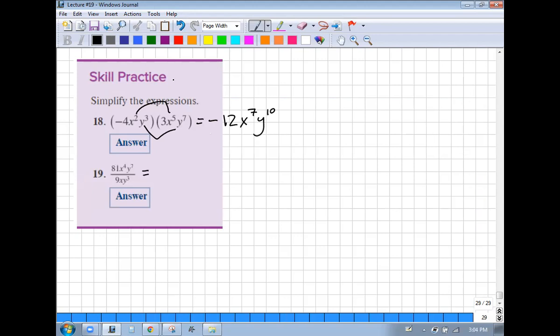Here we have an 81 divided by 9, which is 9. We have 4 x's multiplied by one another, and we're dividing out 1 x. So if you take 4 minus 1, we're left with 3 x's. If you have 7 y's multiplied together and you divide out 3 of those y's, we're left with 4 y's.